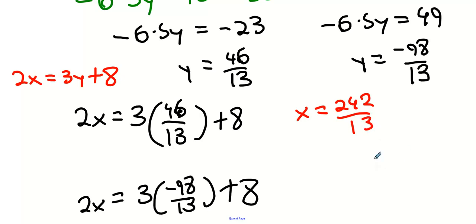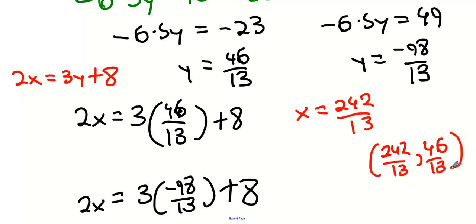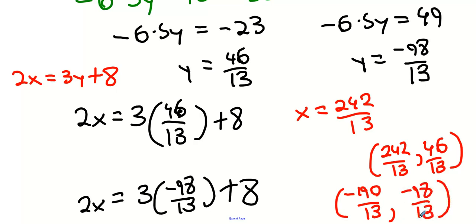So that point would be 242 over 13 and 46 over 13. Then the other one, minus 190 over 13. And the x and the y value is minus 98 over 13. Okay. Let's just have a quick scan of this, all right? I'm going to round them off slightly if that's okay with you guys. I just want to have a look at GeoGebra to see if the answers roughly match up to what I expected.